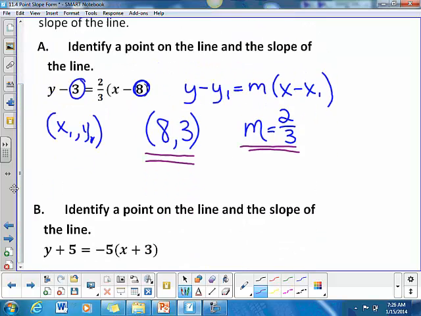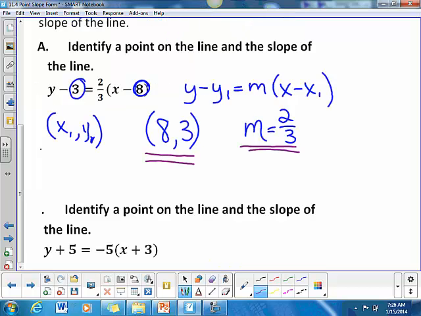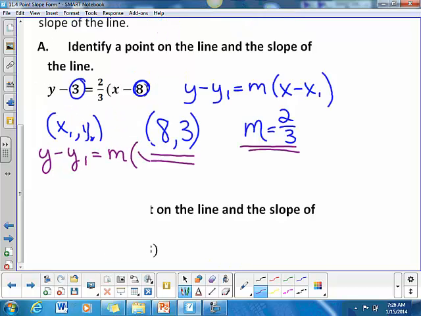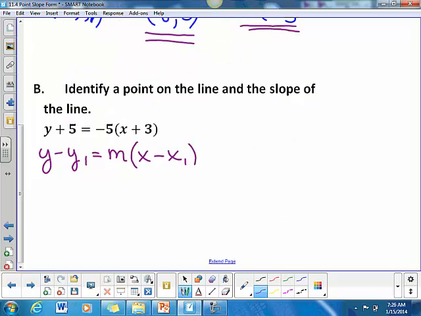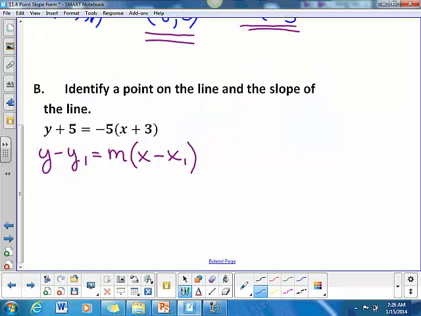All right, let's do another example. Same exact thing. I need you to identify a point on the line and the slope of the line. I'm going to write the model, y minus y1 equals slope, m, times the quantity x minus x1. The difference here is if you look at the equation, it doesn't say y minus 5, it says y plus 5. So I'm going to rewrite this equation, y plus 5 equals negative 5 times the quantity x plus 3, to look like our model.